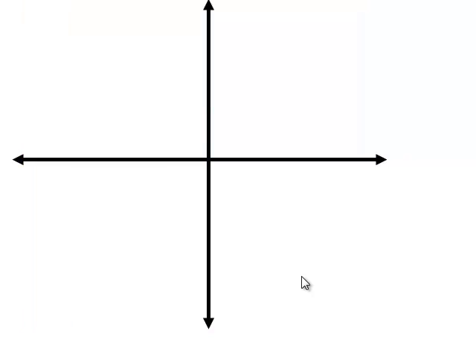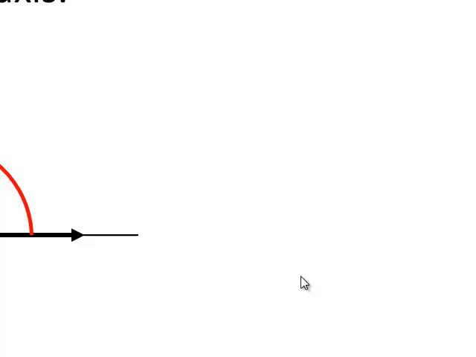Okay. So, first question for today is state the quadrant in which theta lies. Sine of theta is positive and secant of theta is negative. Alright.